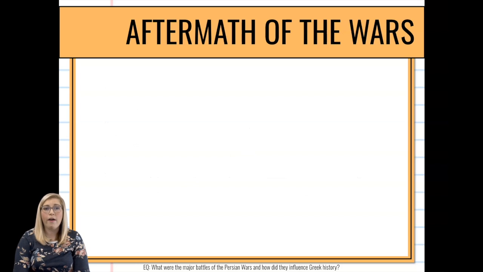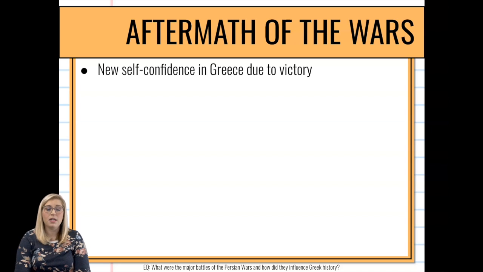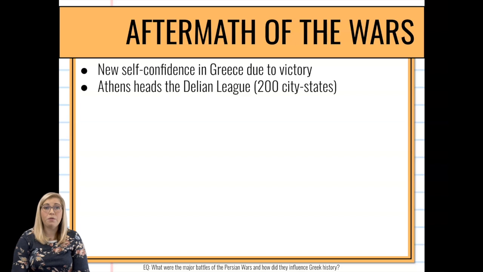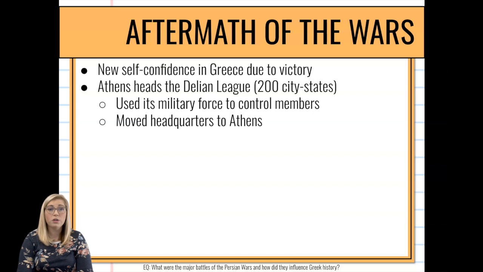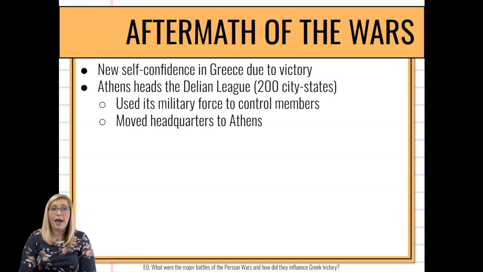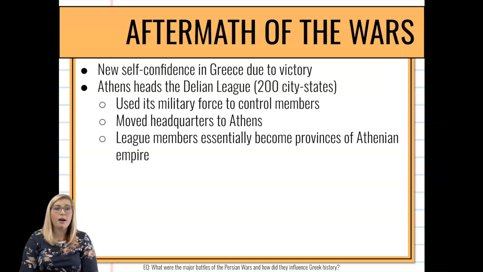So what comes with the aftermath of this war? We're going to see that there's a new self-confidence in Greece. No longer did they see themselves as separate Greeks. They saw themselves as Greece, a united front. We're going to see that Athens takes a forefront here. They are going to head up that Delian League, which also grows to 200 city-states. And they are going to use their military force to control the different members of the Delian League. They move the headquarters of it to Athens, and they essentially become the Athenian Empire.